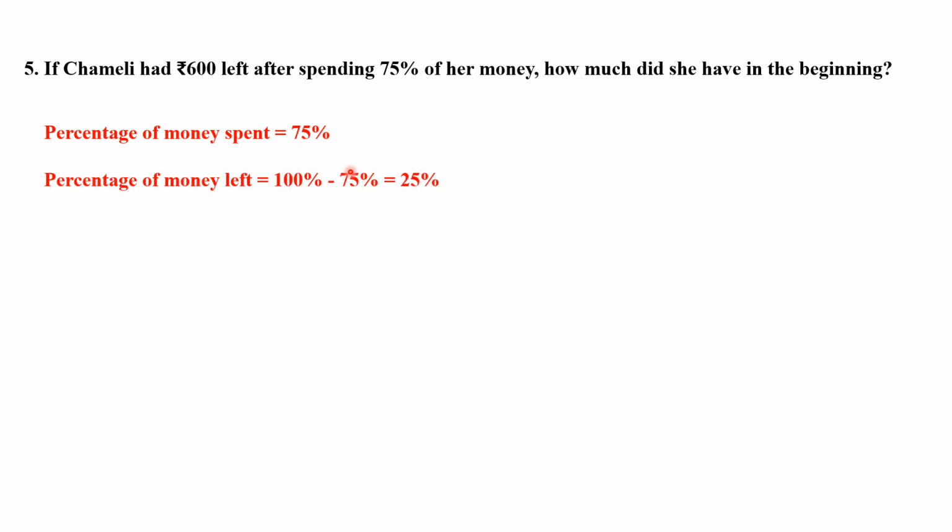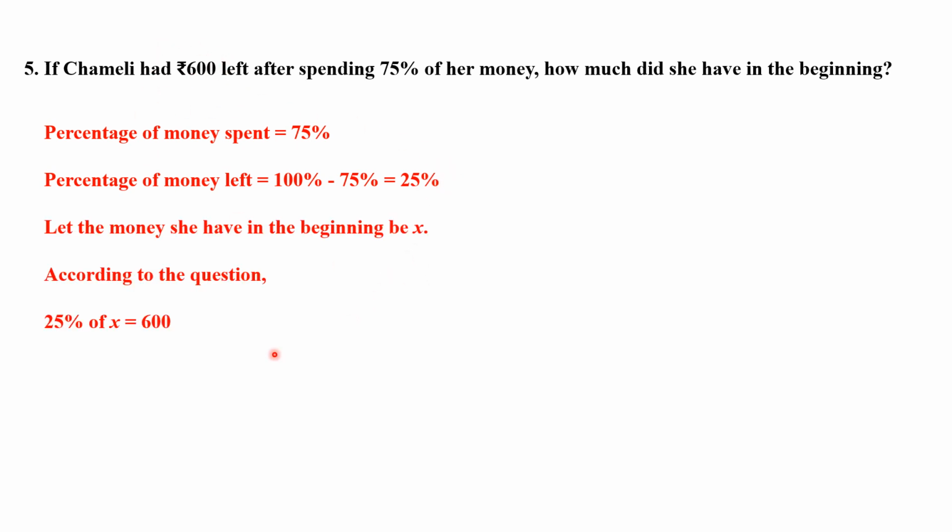So first I will find the percentage of the money left. How do we find that? It will be 100% minus 75%. So 25% of the money is left, and that value is given as 600 rupees. Again I am going to assume that the amount she had in the beginning is X. According to the question, 25% of X is 600 rupees.